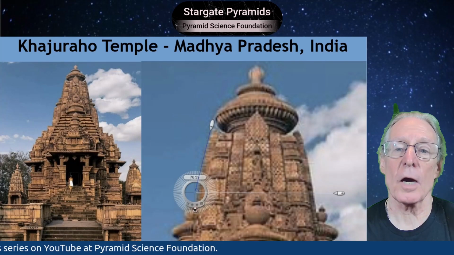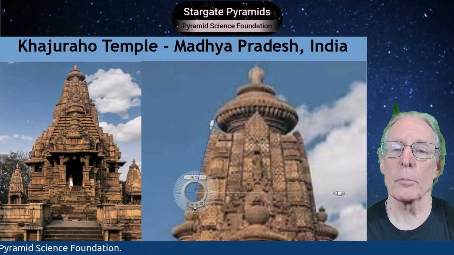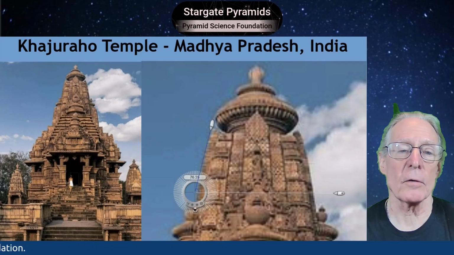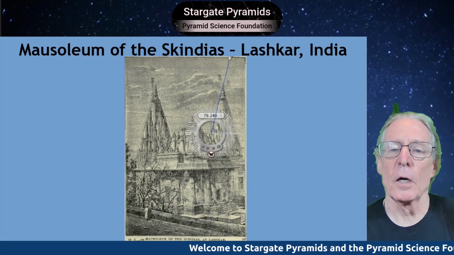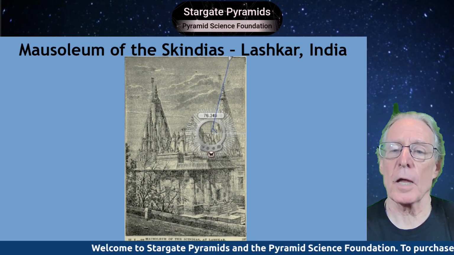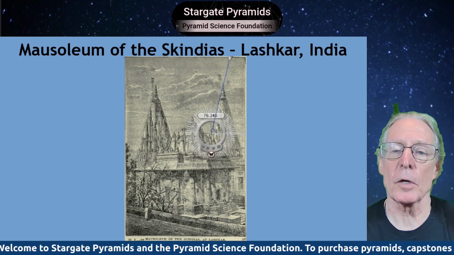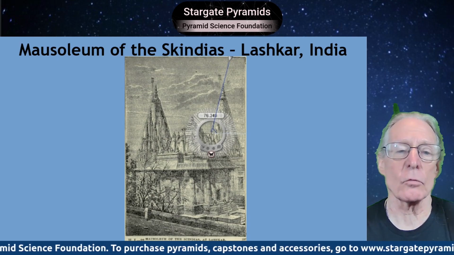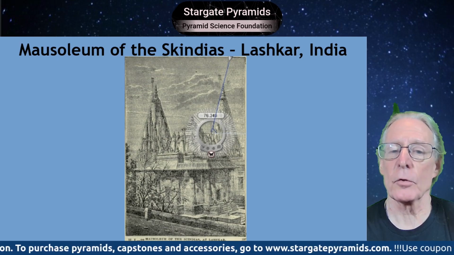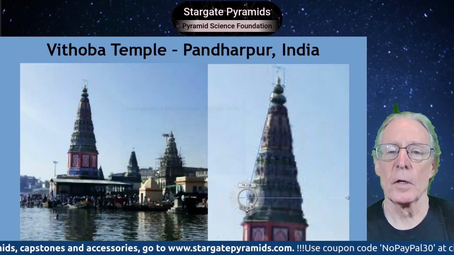The Khajuraho Temple in Madhya Pradesh, India. Sorry if I mispronounced some of these, but here's a drawing of a mausoleum in Lashkar, India, called the Mausoleum of the Scindias. And once again, it shows fractality as well as the geometry of universal phi scaling.